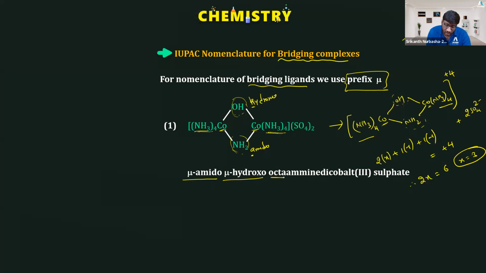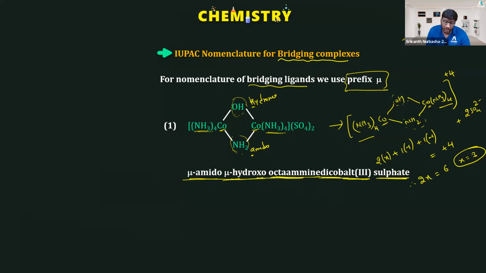So octa-amine, AMMINE, octa-amine, that is true. How many cobalt are there? 2 cobalt. So dicobalt. Cobalt oxidation state is 3. Just now we have calculated 3. So this will complete your naming of the complex ion, complex cation, and then sulfate.